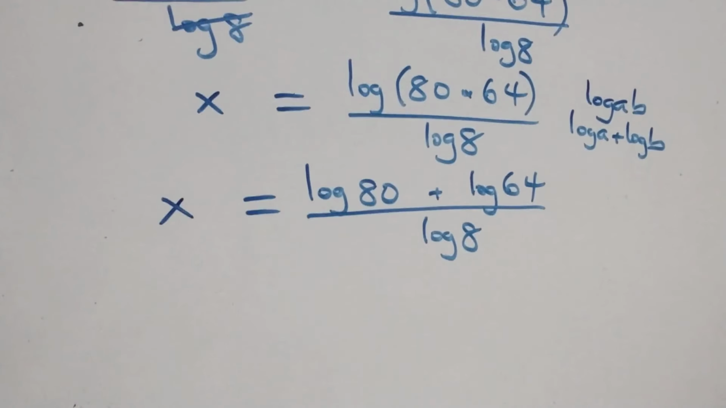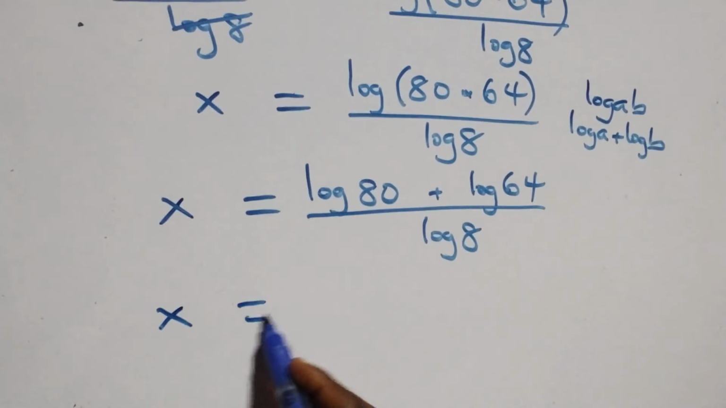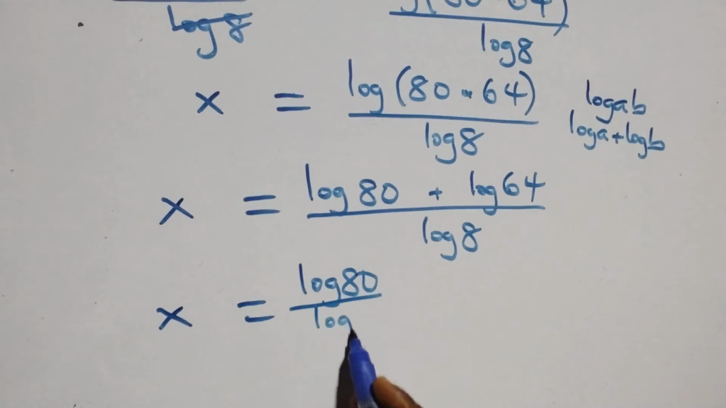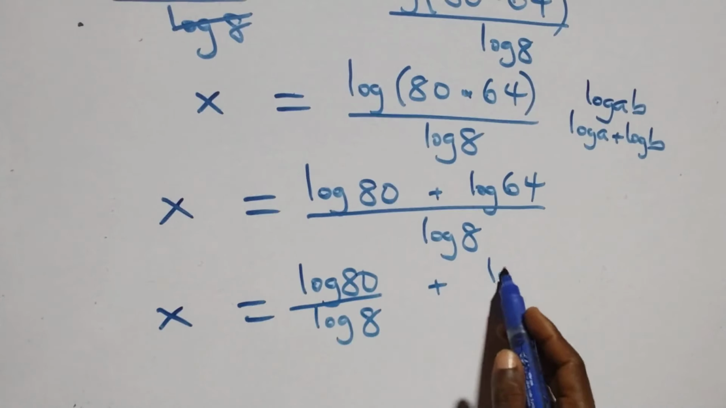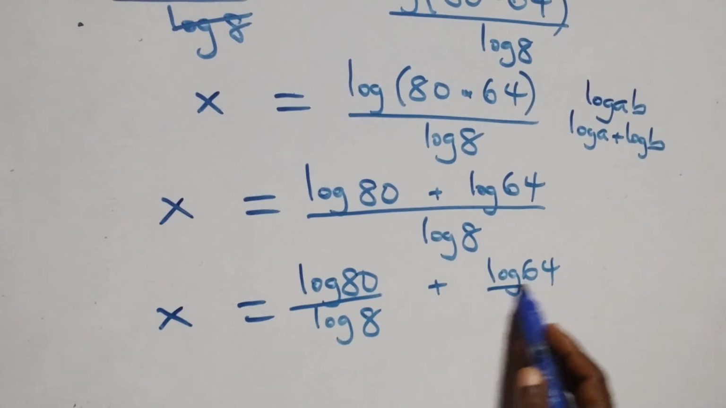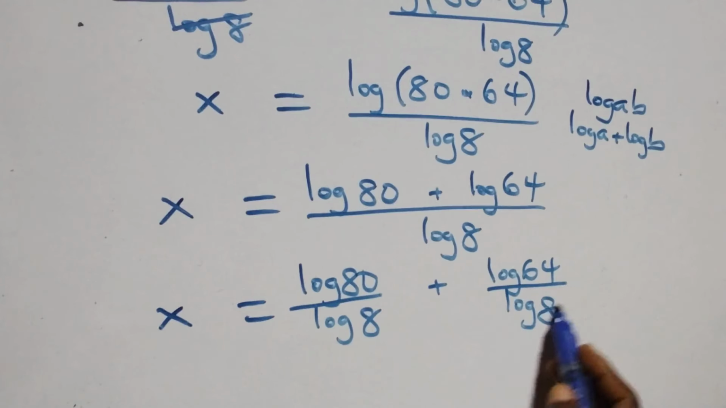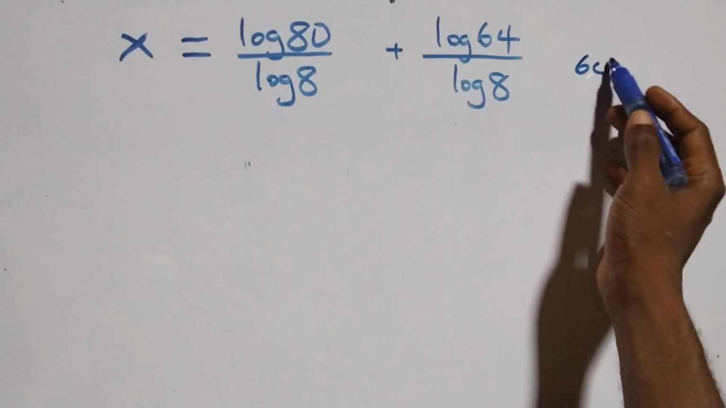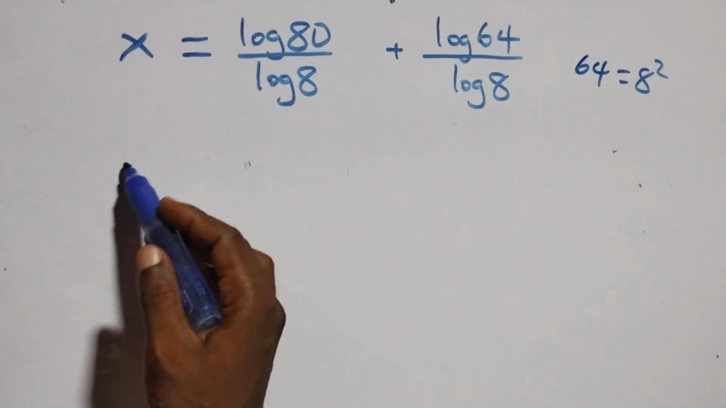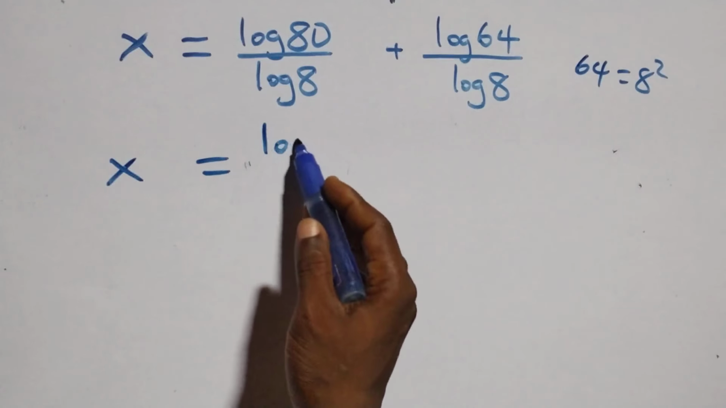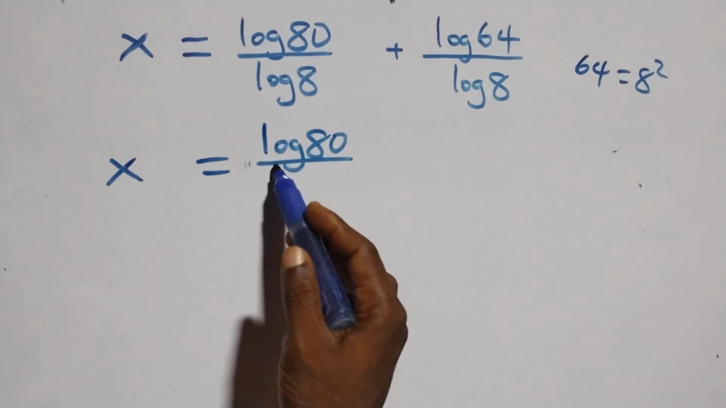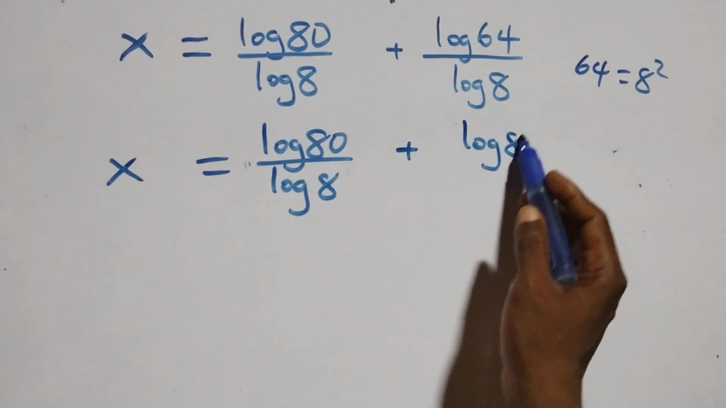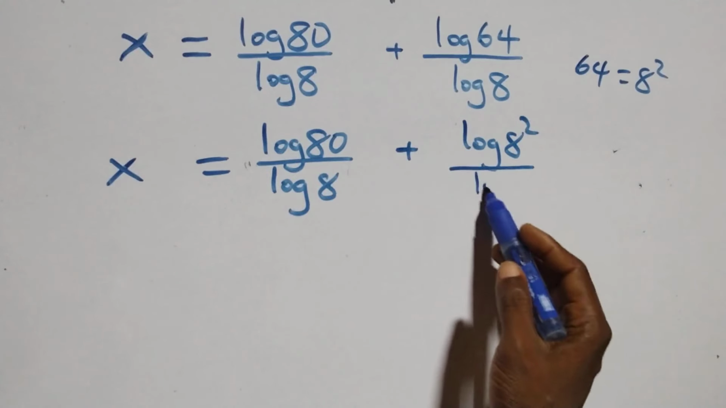Then here we separate this into two fractions. We have x equals log 80 over log 8 plus log 64 over log 8. Then next step, we can write 64 as 8 times 8, that's 8 squared. And we have x equals log 80 over log 8 plus log 8 squared over log 8.